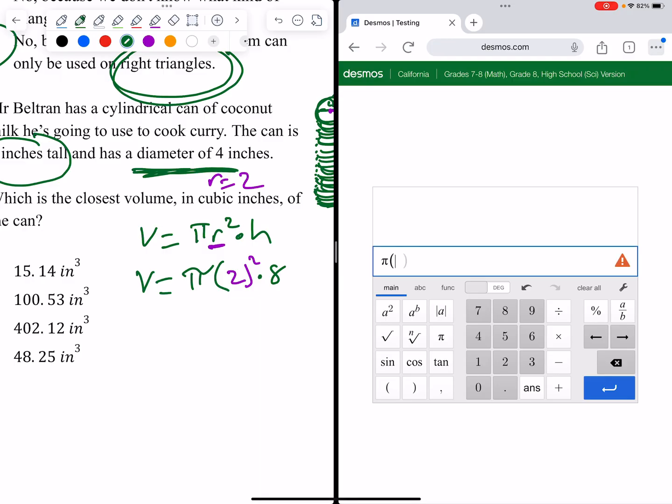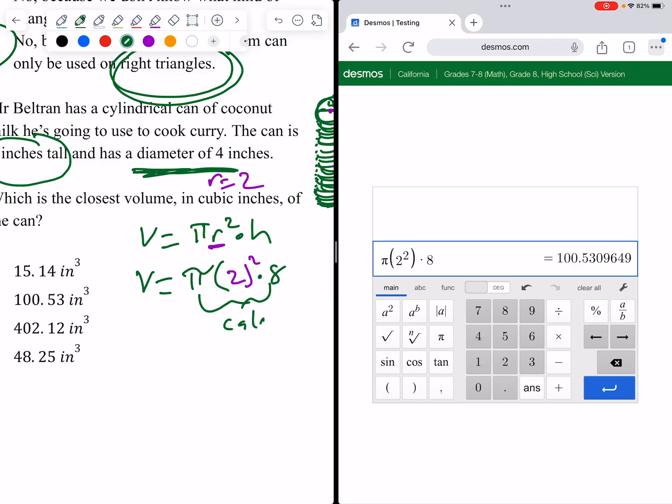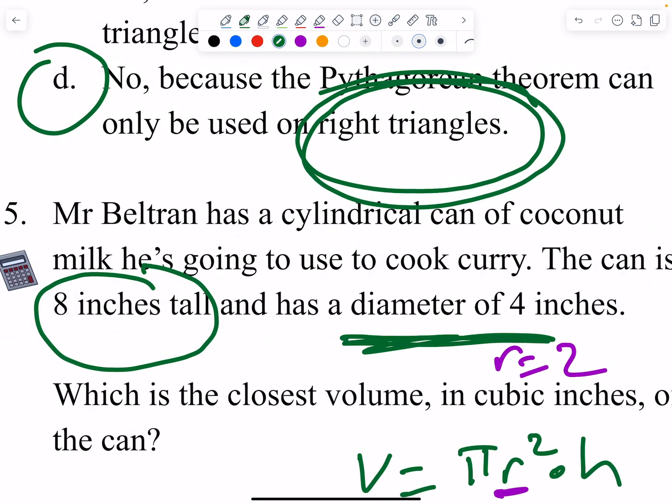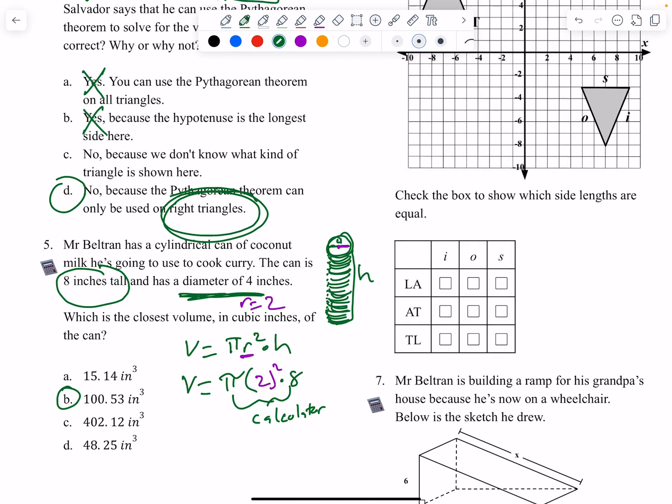Parentheses, r squared, so 2 squared. Close my parentheses, times 8. So I literally copy it just like it says, right? So all of this is calculator, exactly how I wrote it. And what is my answer? They even give it to me: 100.53. Perfect. So pretty simple. The thing that's going to be annoying for volume is remembering the formulas.